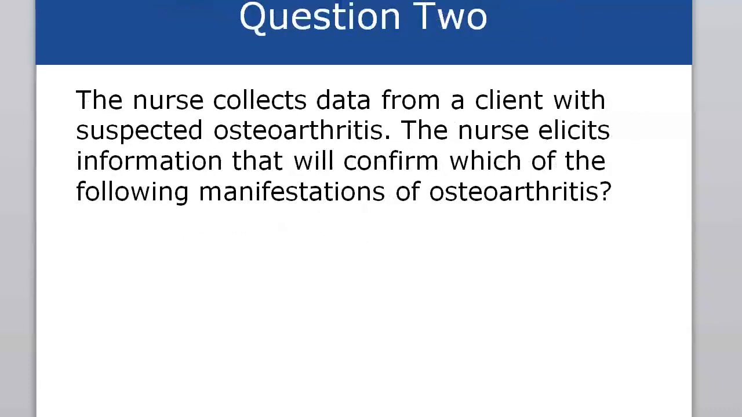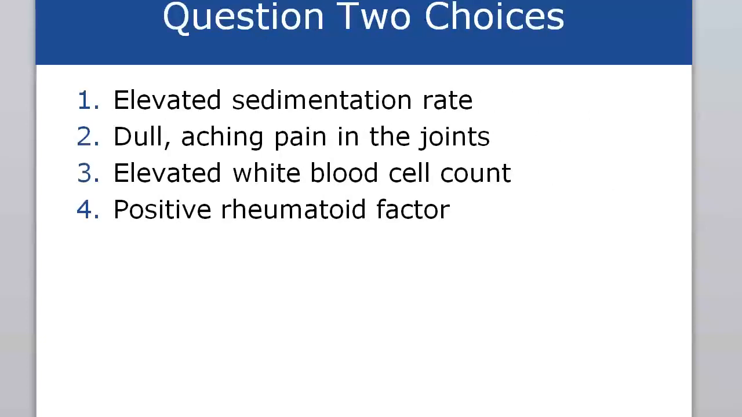osteoarthritis. Question 2. The nurse collects data from a patient with suspected OA. The nurse elicits information that will confirm which of the following manifestations of osteoarthritis: elevated SED rate, dull aching pain in the joints, elevated white blood cell count, or positive rheumatoid factor. I'll give you a couple minutes to think about that one.